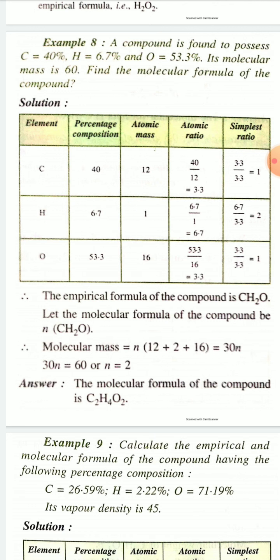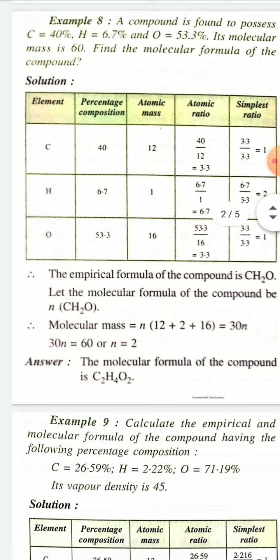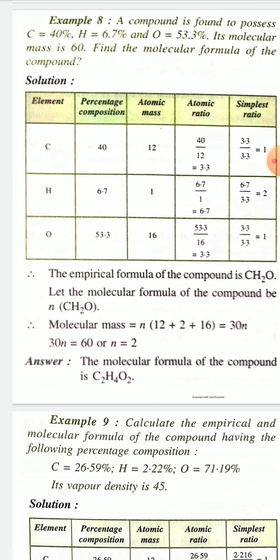Okay, now we have to multiply the empirical formula by 2. So the actual molecular formula of the compound becomes C2H4O2. So first you have to calculate the empirical formula, then the empirical formula weight, then find the value of small n, and in the last step multiply the empirical formula by the value of n.